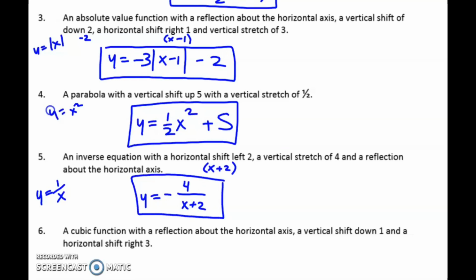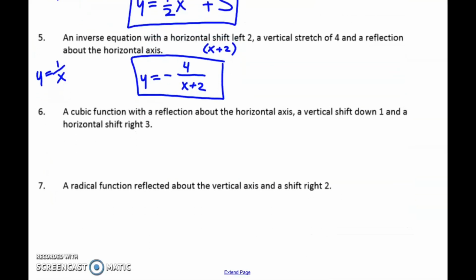Okay, and a couple more real quick here. Cubic function. Y equals x cubed. Reflection about the horizontal axis. A vertical shift down 1 and a horizontal shift right 3. So a cubic reflection about the horizontal axis. That means we start out with a negative. We don't have any vertical stretch, so we don't put a number there. I've got a vertical shift down 1 and a horizontal shift right 3. So x minus 3 in the parentheses. Don't forget it's a cubic. You got to put that cube there.